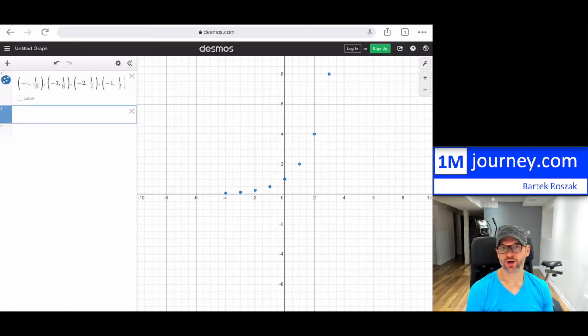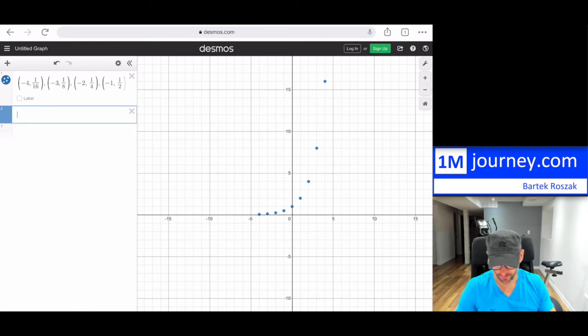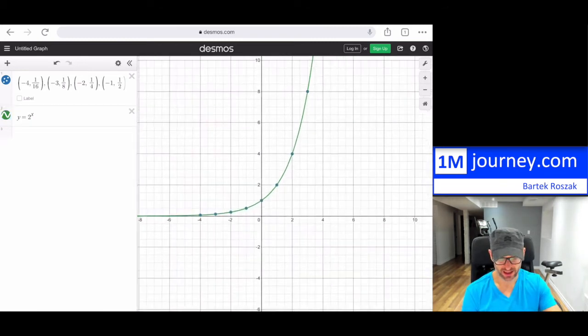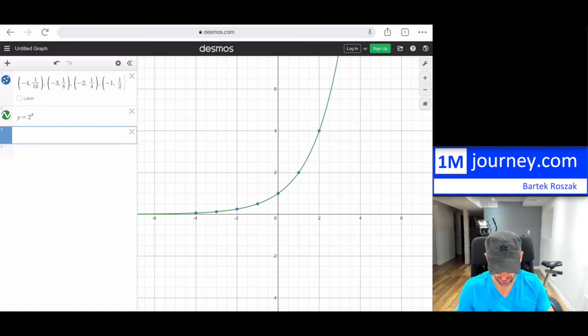All right, so here are the points. Now I've added -4 actually, which is 1 over 16. And then I've also added 3 and then 4. Okay, so we have them and we can see this blowing up. Now, this is supposed to be y equals 2 to the x, right? Which you notice that's exactly what it is. It basically blows right through those points as we're going along. Now, the inverse of this is supposed to be reflected in this line.